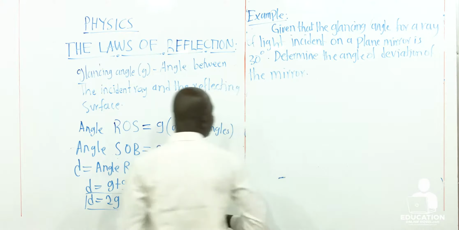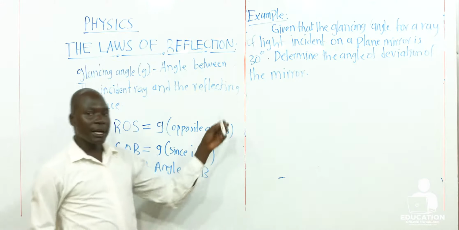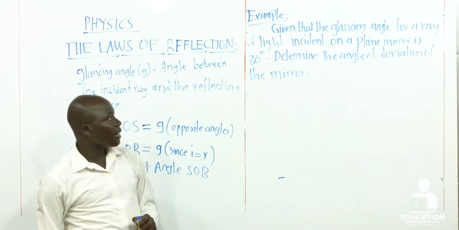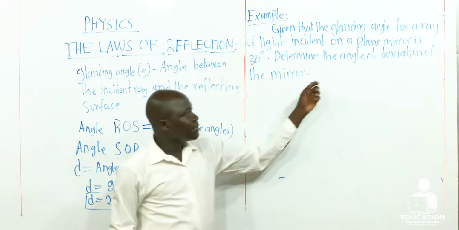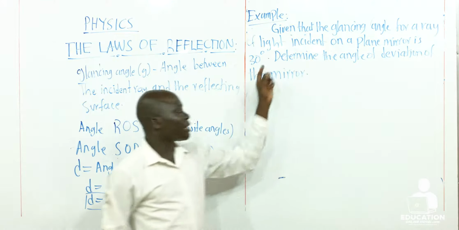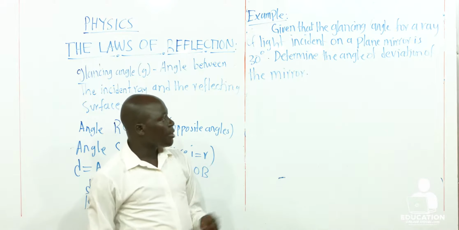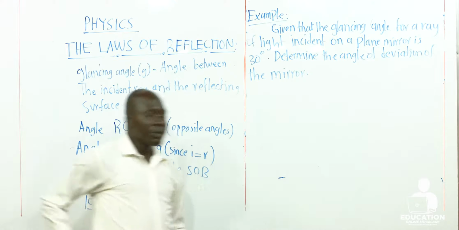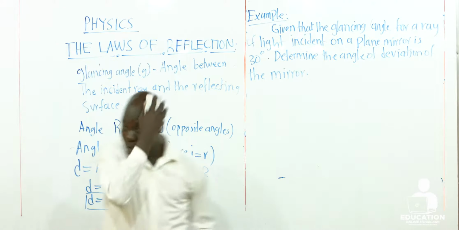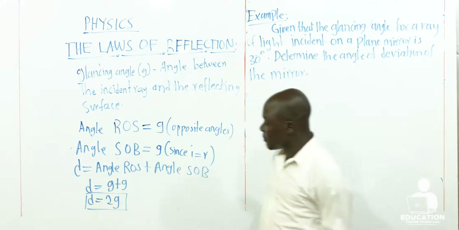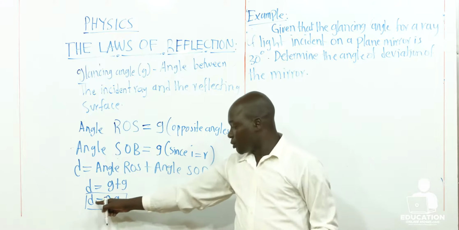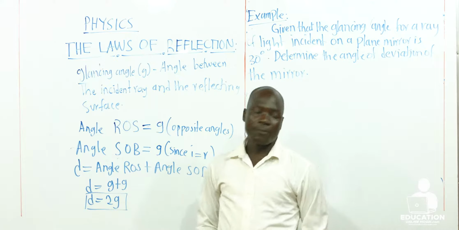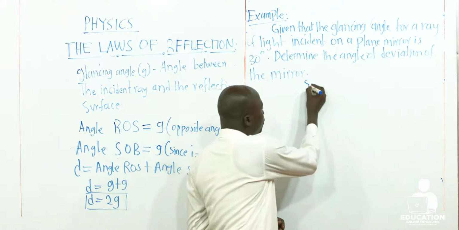So dear learners, this is how a question can be asked. Given that the glancing angle for a ray of light incident on a plane mirror is 30 degrees. Determine the angle of deviation of the mirror. So what we are going to do, dear learners, we are going to use the formula which says the angle of deviation D is equal to twice the glancing angle. So we are going to write solution.